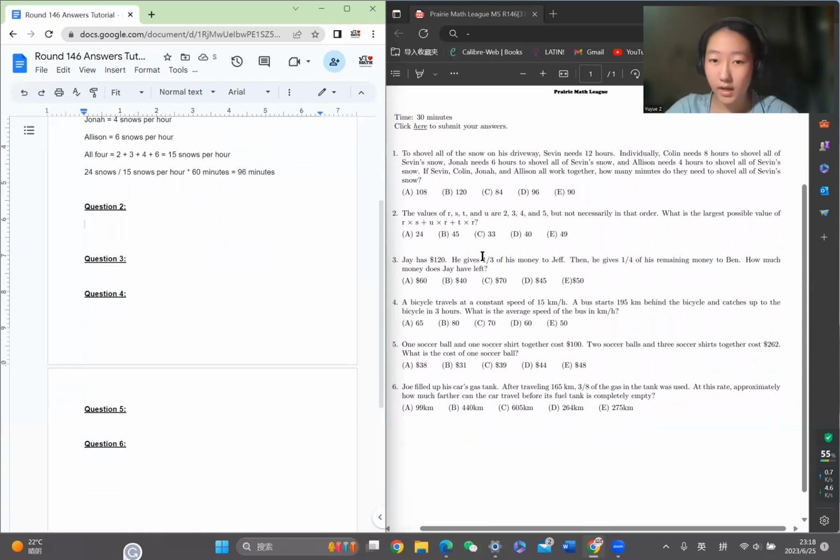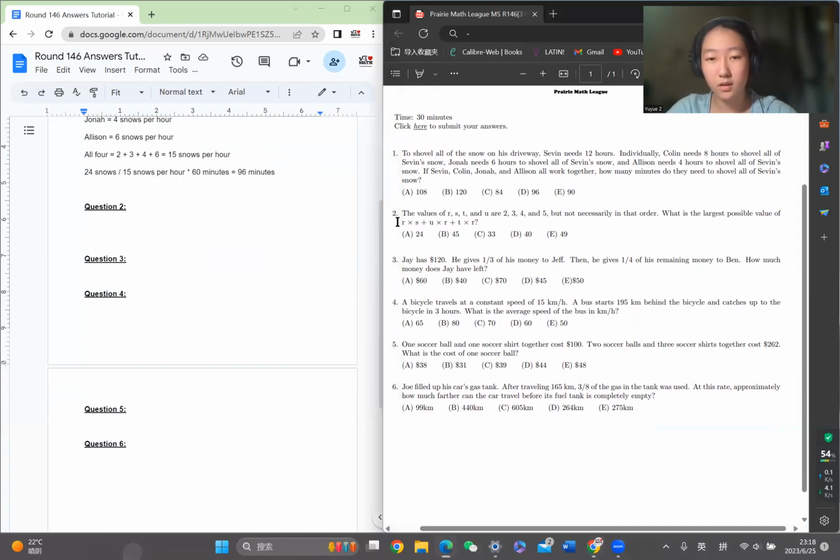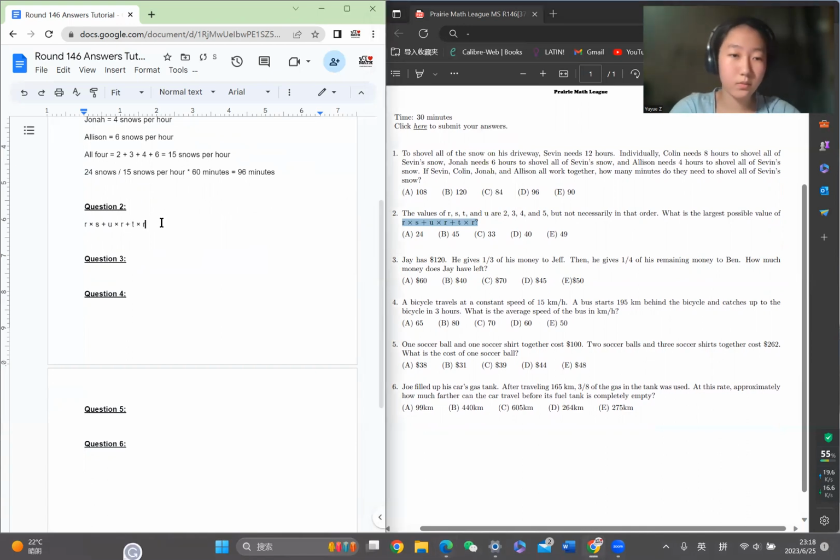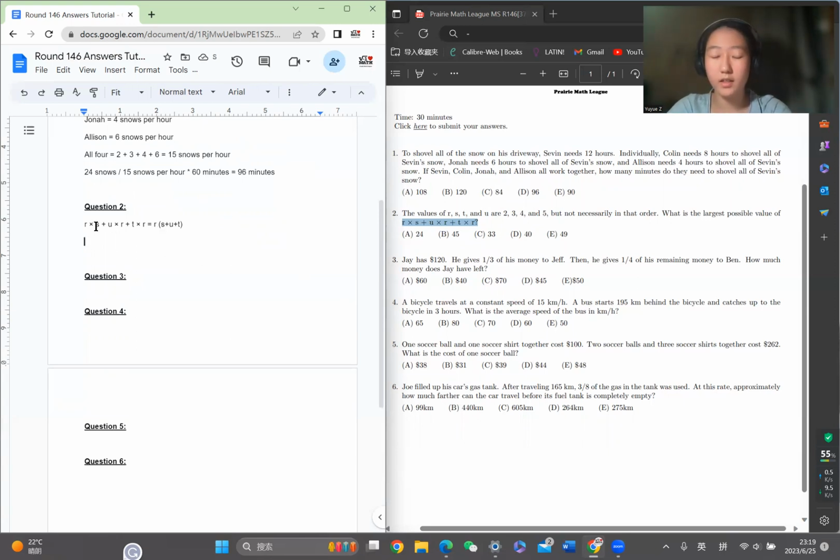The values of R, S, T, and U are 2, 3, 4, and 5, but not necessarily in that order. What is the largest possible value of R times S plus R times U plus R times T? So this expression can be simplified into R times (S plus U plus T). After we get this, we realize that in order to obtain the largest value, we would need R to be the largest possible value.